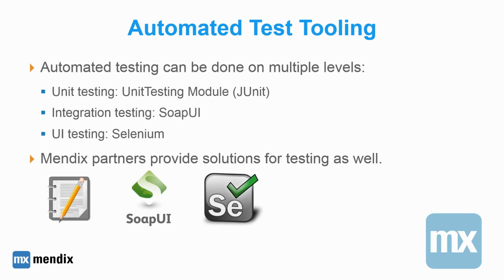You can also test the integration that your app has with existing systems. For this we often use SOAP UI within Mendix, which is an open source tool to not only test interfaces with other systems, but also simulate services from other systems. The third level of testing is UI testing, which allows you to test the actual browser experience. And the solution for this is Selenium, which automates browsers.